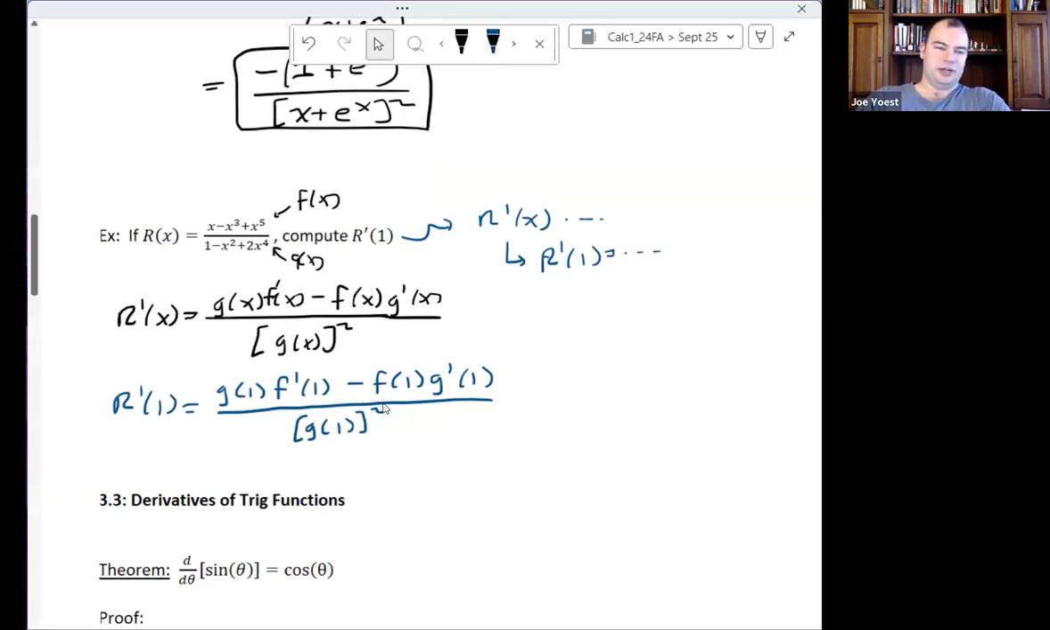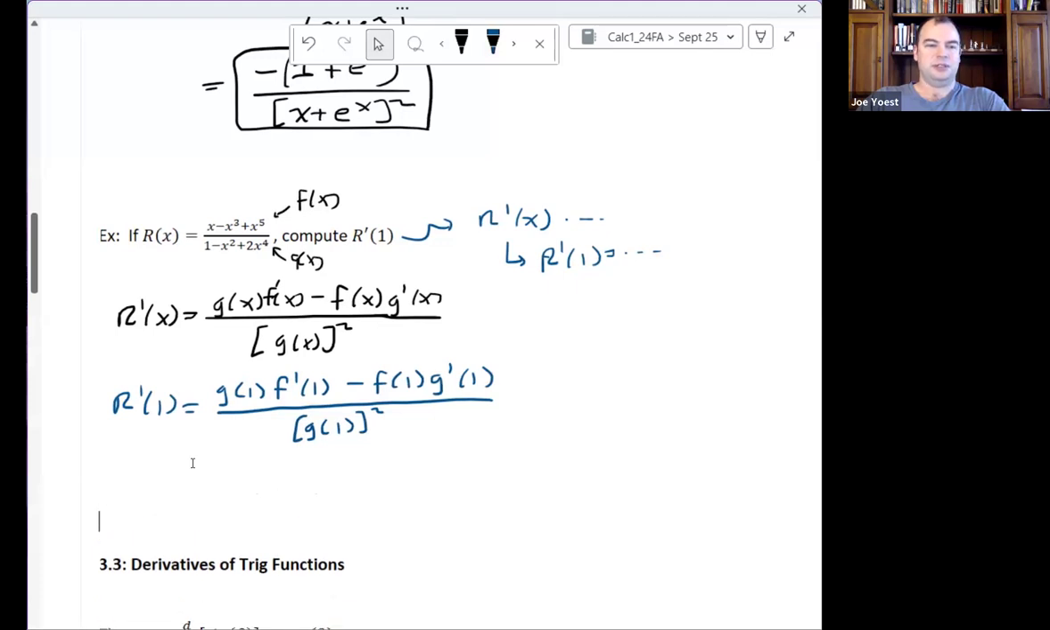And this is where that idea of difficulty increasing nonlinearly with complexity comes into play. I could go and figure out what R prime of x is. I'd have all kinds of x's to different powers being added and subtracted and multiplied and all of that. I could do that, and then I could plug in x equals 1 and see what I get at the end.